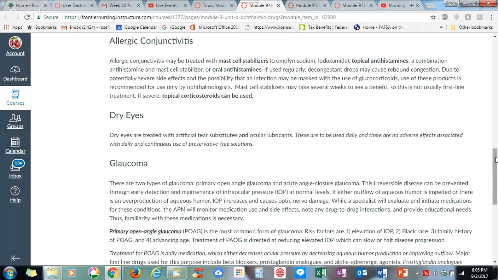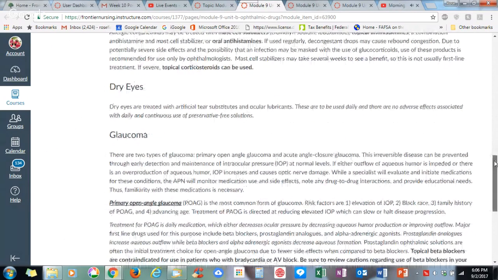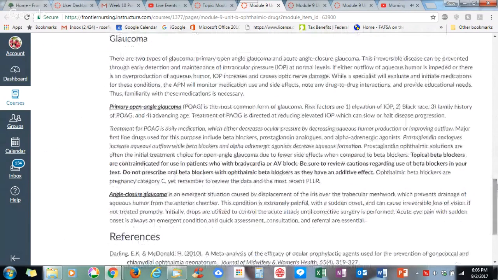Dry eyes are treated with artificial tear substitutes and ocular lubricants. These are to be used daily, and there are no adverse effects associated with daily and continuous use of preservative-free solutions. Glaucoma. There are two types of glaucoma: primary open-angle glaucoma and acute angle closure glaucoma. This irreversible disease can be prevented through early detection and maintenance of intraocular pressure at normal levels.